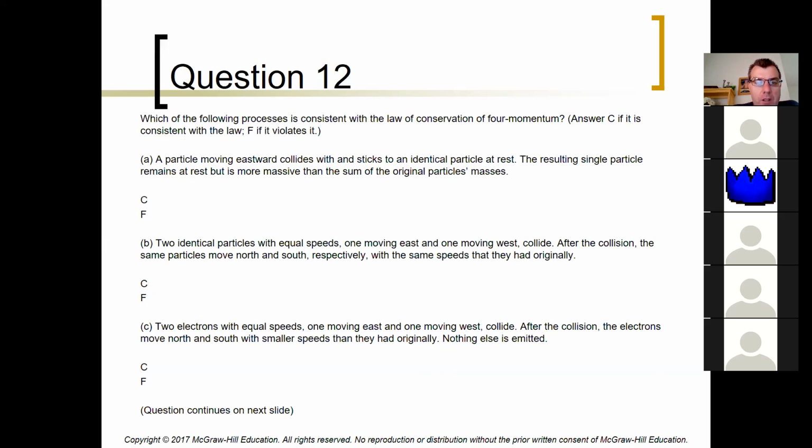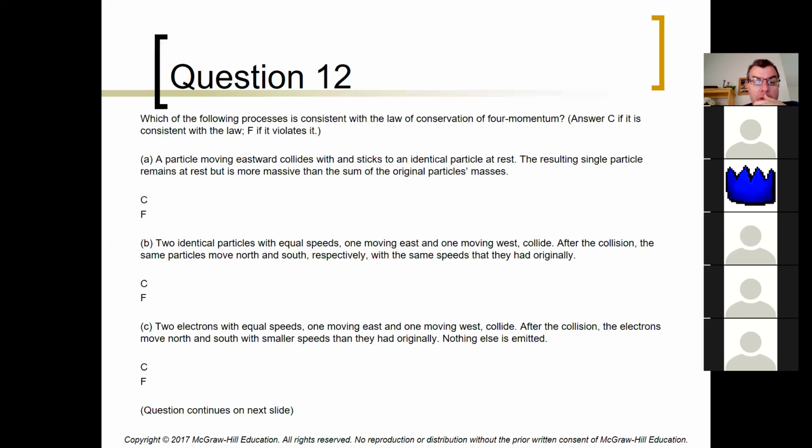First process, we got a particle moving eastward. It collides with and sticks to an identical particle at rest. And the resulting particle is at rest, but it's more massive than the sum of the original particles' masses. So originally something's moving, hits something, they both stand still. Is this consistent with conservation of forward momentum? If it is, then you would check box A. If it isn't, then just leave it alone. And instead of saying energy, I should have said forward momentum.